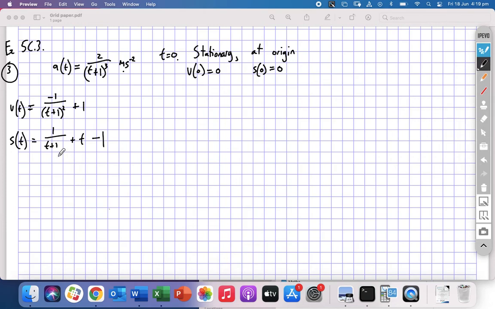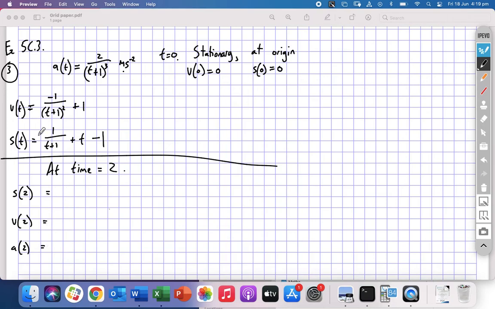Then the last part of the question wanted to know, at time equals 2, describe the motion. So maybe we start with displacement. What's the displacement when the time is 2? What's the velocity when the time is 2? What's the acceleration when the time is 2? Which we can do pretty easily because we have all the information. So if we put t equals 2 into the displacement function, plus 2 minus 1, we're going to get 2 minus 1 is just 1, plus a third, we get 4 thirds.